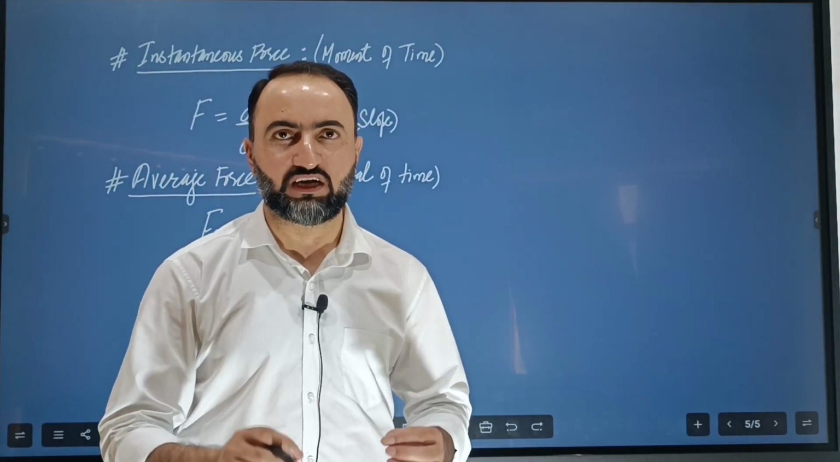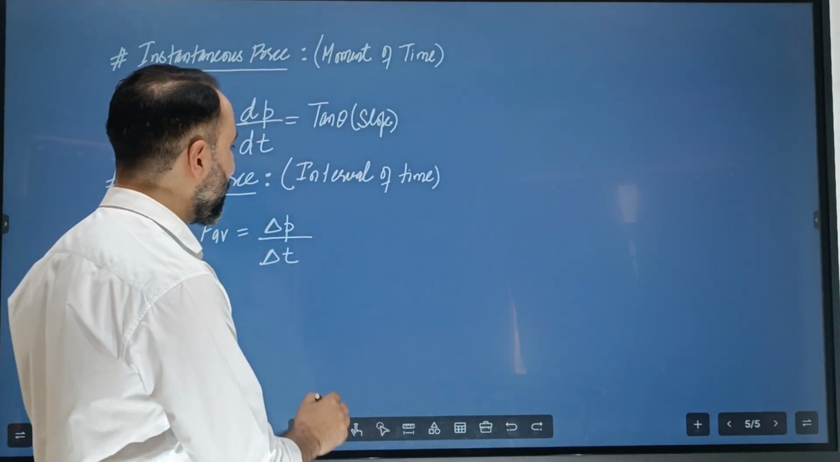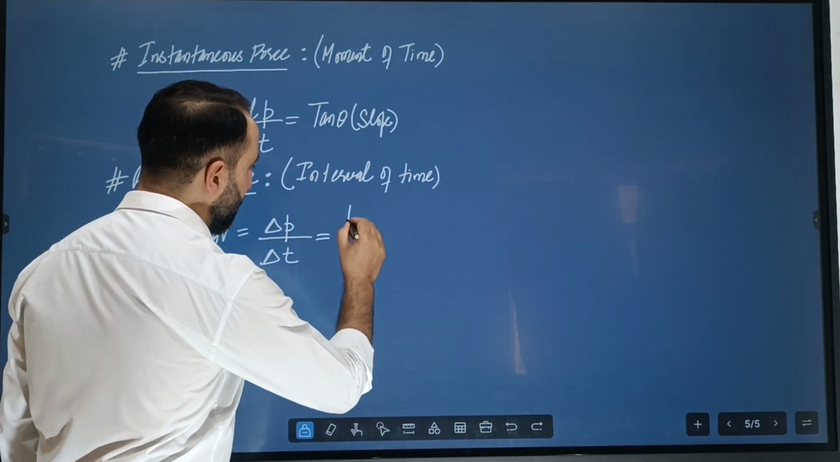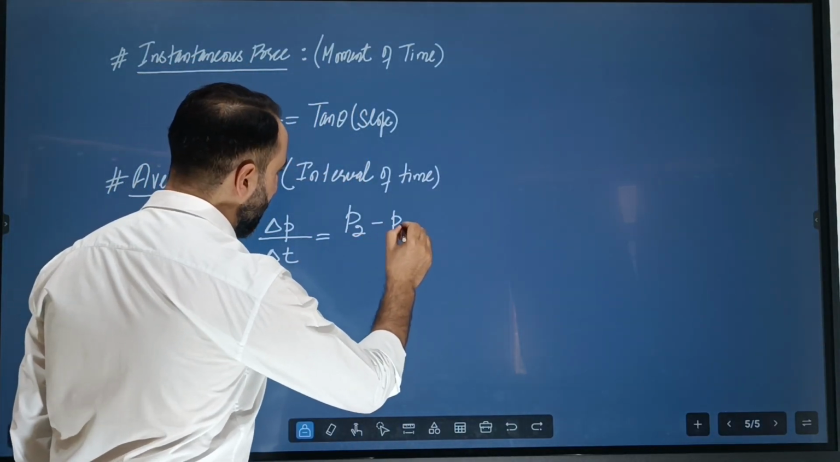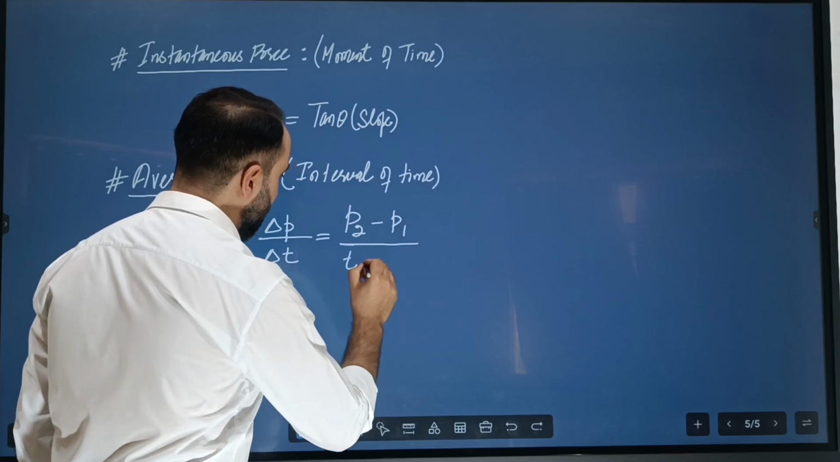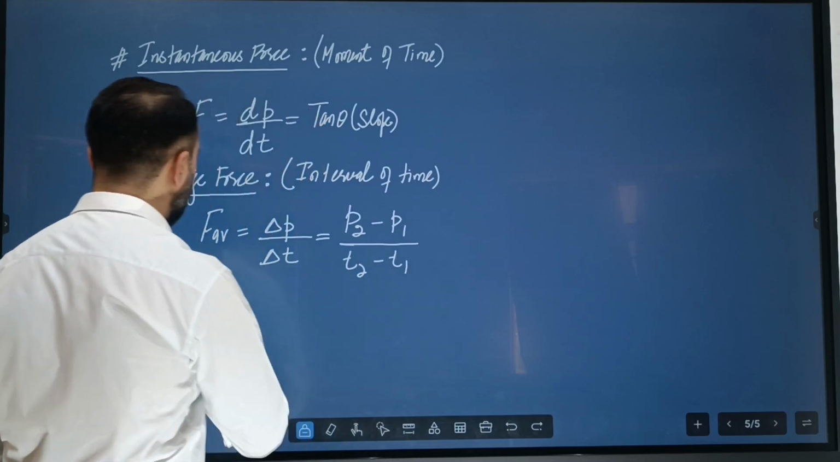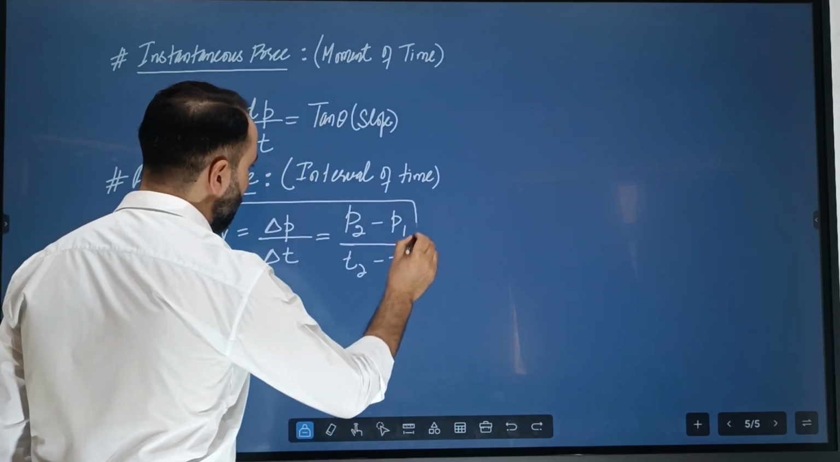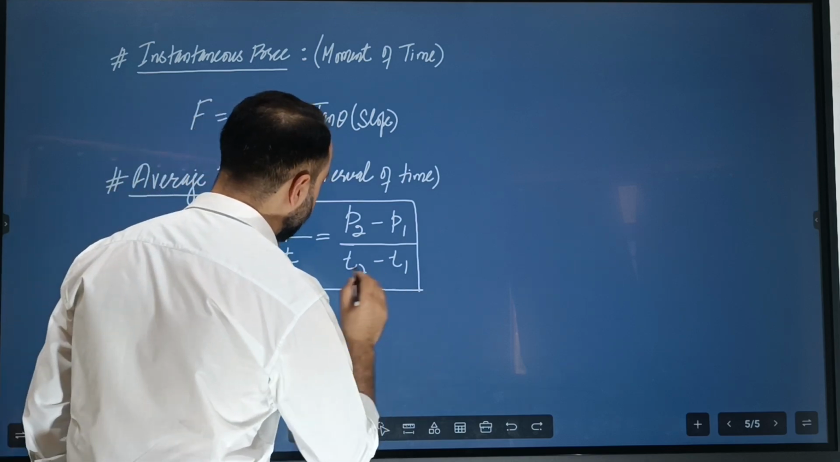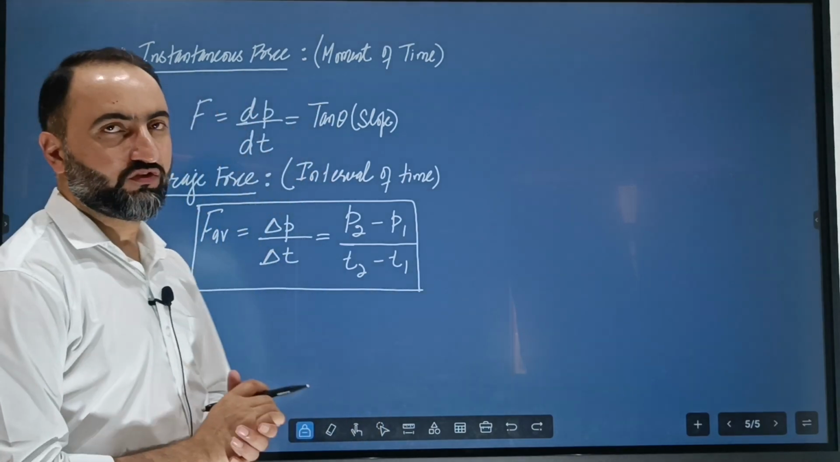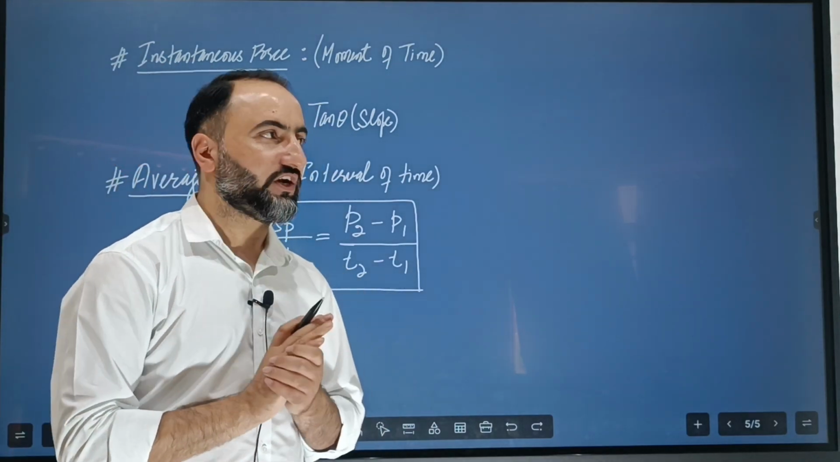And what is this delta t? It is a change in time. Okay, what does that mean? That means delta p can be written like this. It is final momentum minus initial momentum divided by final time minus initial time. So this equation gives you what? It gives you average force. Alright, so instantaneous force, and then next is average force.